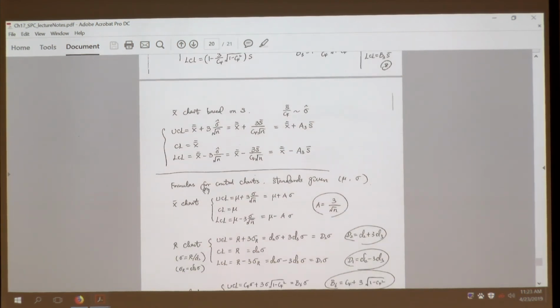So here is an X bar chart based on S. For the X bar chart, you have X bar plus 3 sigma hat, but sigma hat is equal to S bar over C4. So you just replace this sigma hat with S bar over C4. Then you will be able to get A3. So this is the X bar chart based on S.